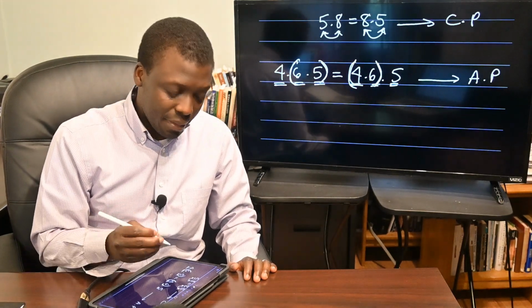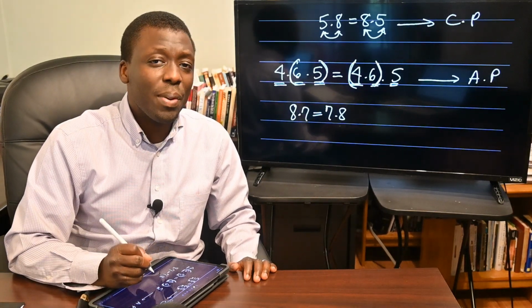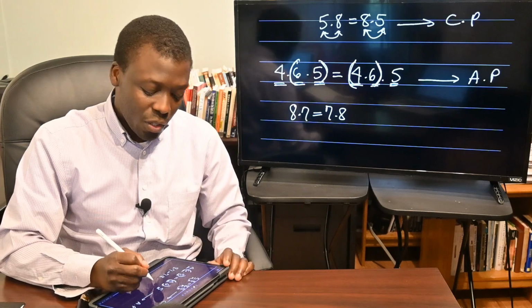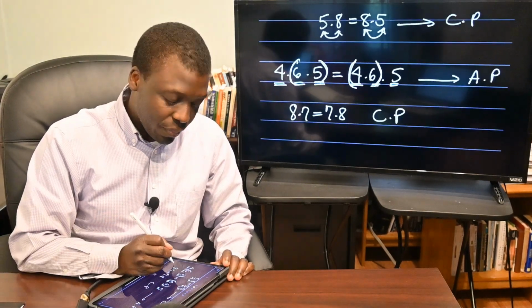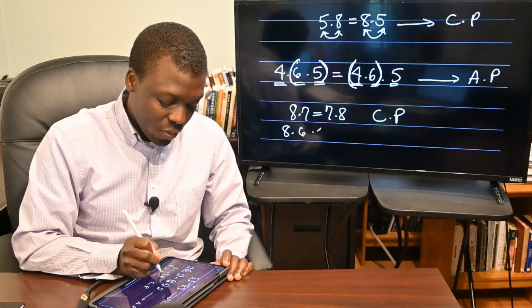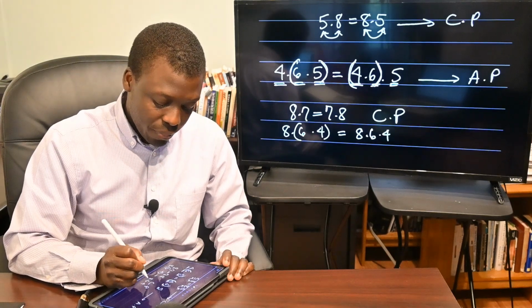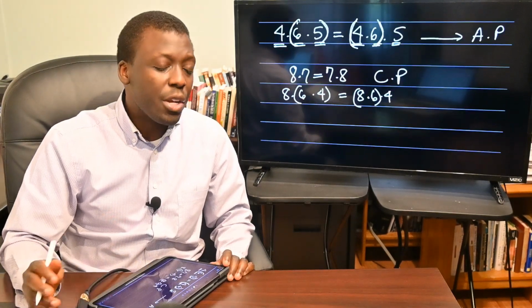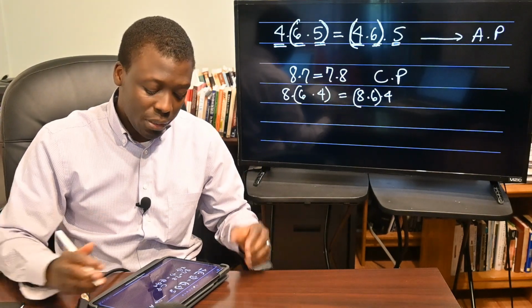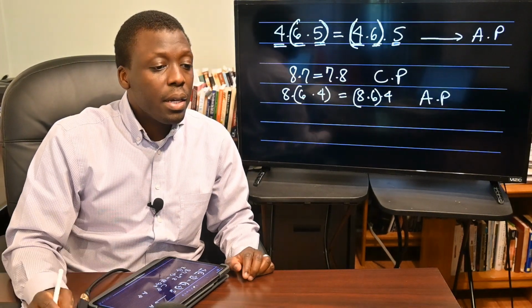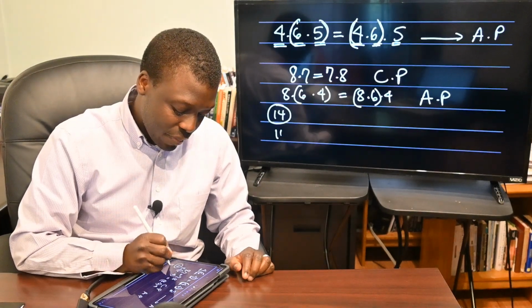How about number 10? 8 times 7 is equal to 7 times 8. What do you think about this one? The numbers moved around. The commutative property of multiplication. Number 12. 8 times 6 times 4 is equal to 8 times 6 times 4. Did the numbers move? No. That means we use the associative property of multiplication. And then finally, we'll look at 14 and 16.